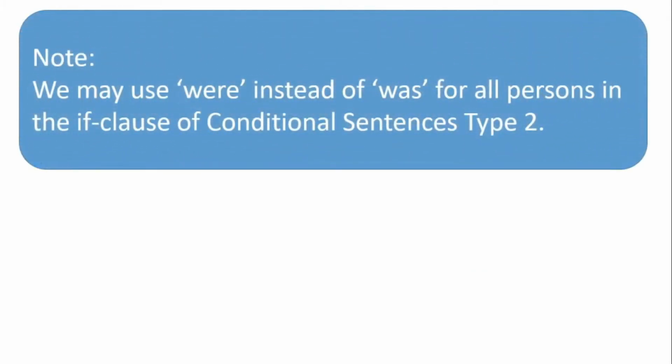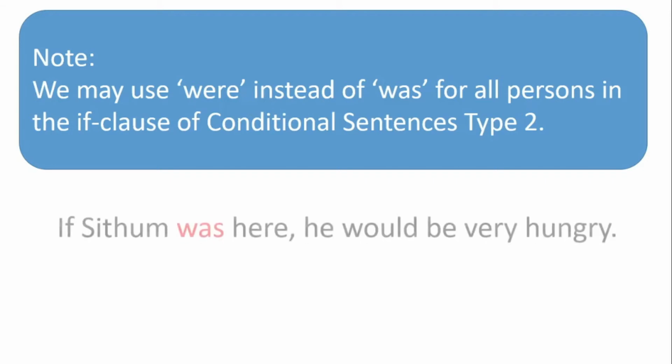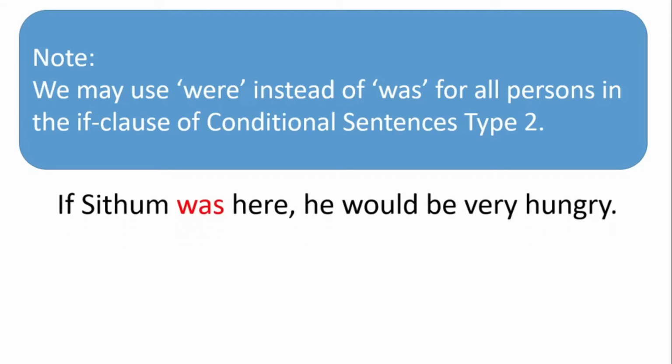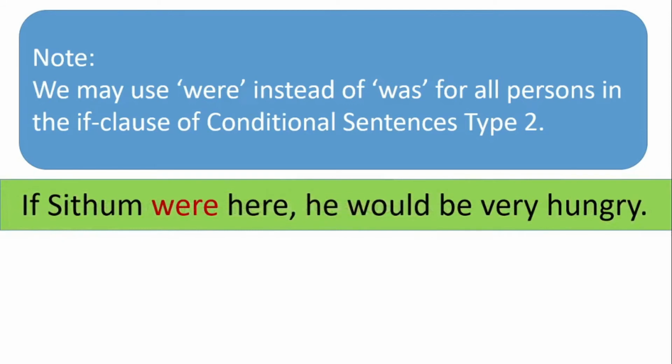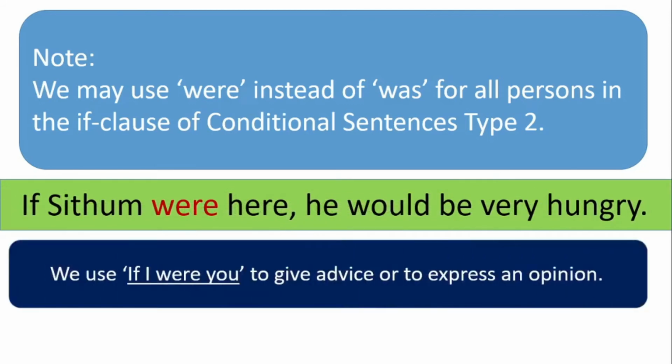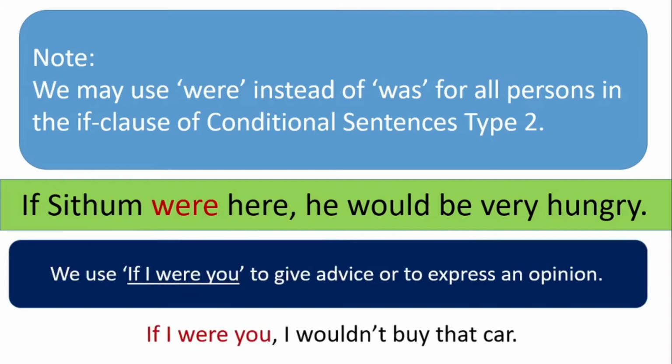Note: we may use were instead of was for all persons in the if clause of conditional sentences type 2. An example. If Situn was here, he would be very hungry. It is better to use were instead of was for all persons in the if clause of conditional sentences type 2. Therefore, it could be written as if Situn were here, he would be very hungry. We use if I were you to give advice or to express an opinion. If I were you, I wouldn't buy that car. This could be regarded as a piece of advice or an opinion.